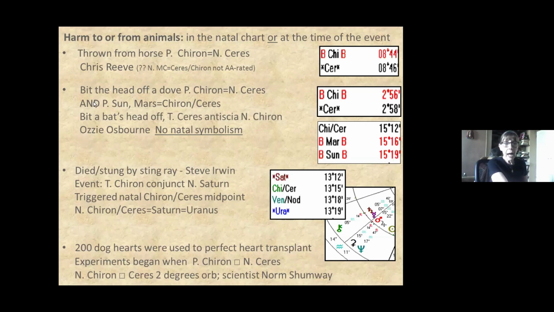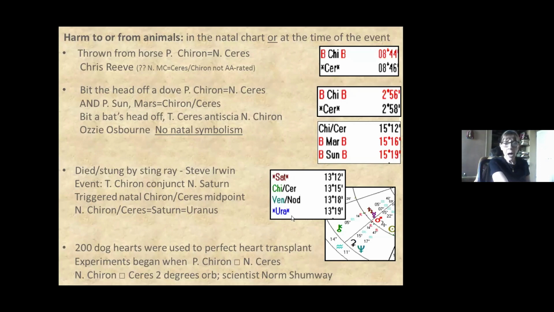Now here's Ozzy. He bit the head off a dove and a bat. This was the dove. When he had progressed Chiron to Ceres, he bit the head off a dove. And when he had transiting Ceres, let's just say he had an aspect between Ceres and Chiron, he bit the head off a bat. No natal symbolism, but he harmed animals on 2 Ceres Chiron contacts.